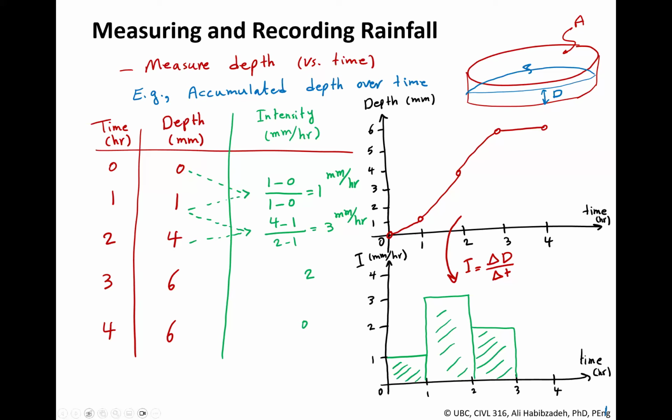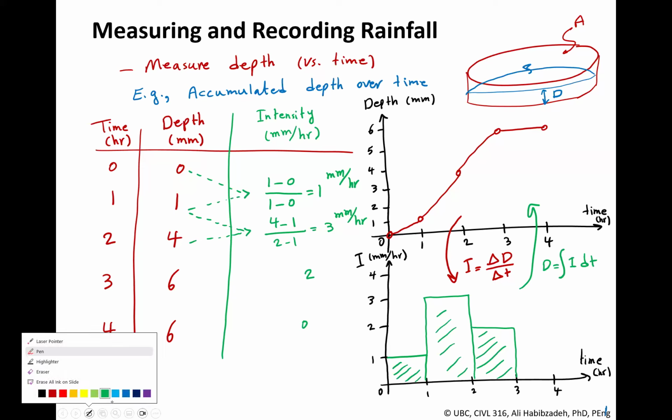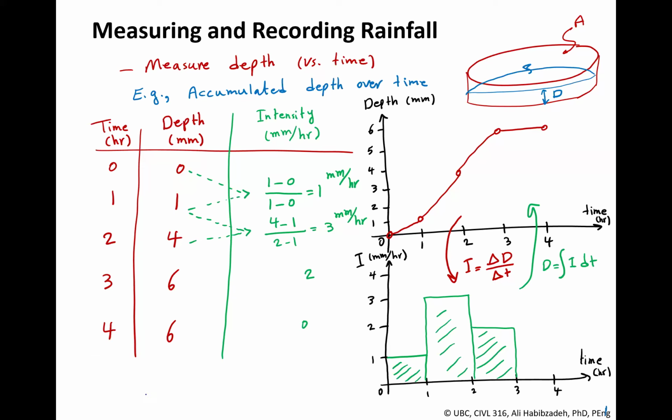Just like that, if we go the other way, this is the inverse, right? If we integrate intensity, I, with respect to time, we get D, depth. So that's another kind of conversion we can look at. Physically, what does this mean? Physically, it means the integral is the area under the graph.